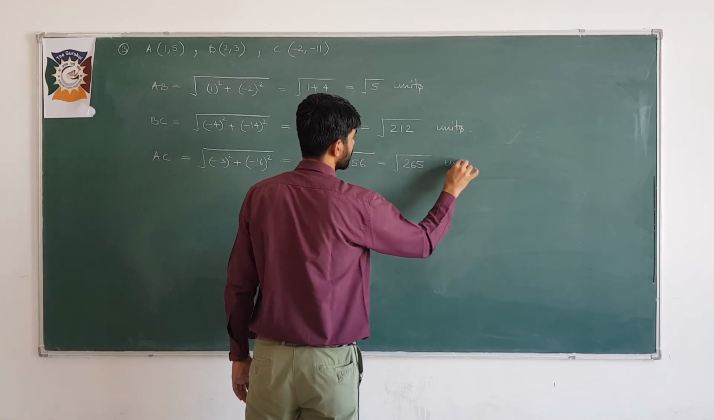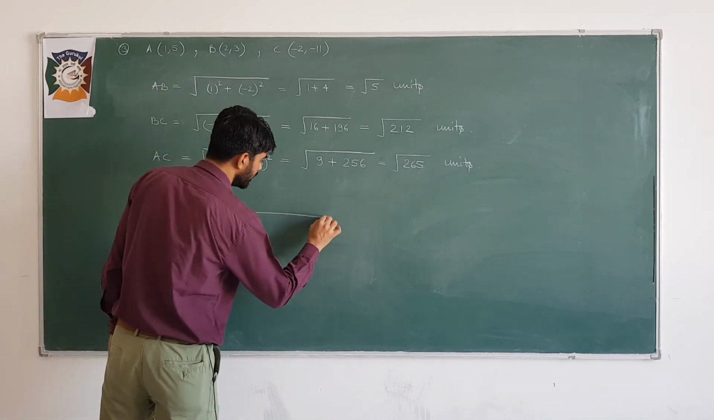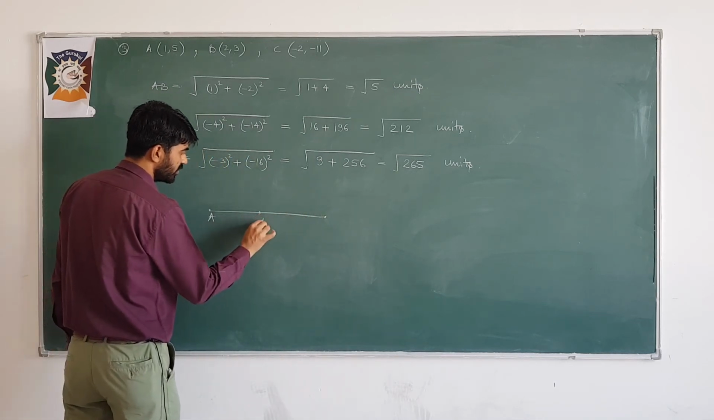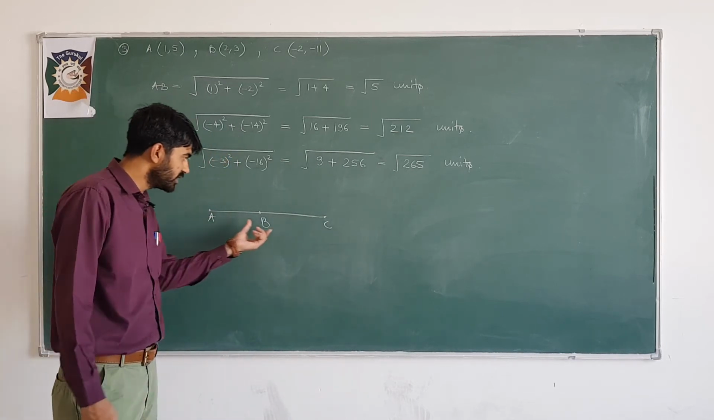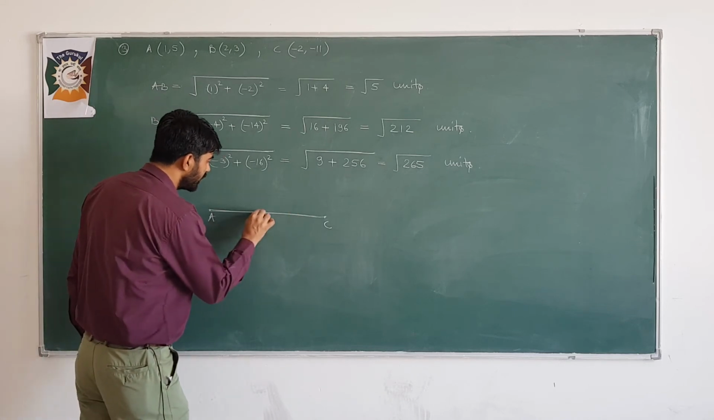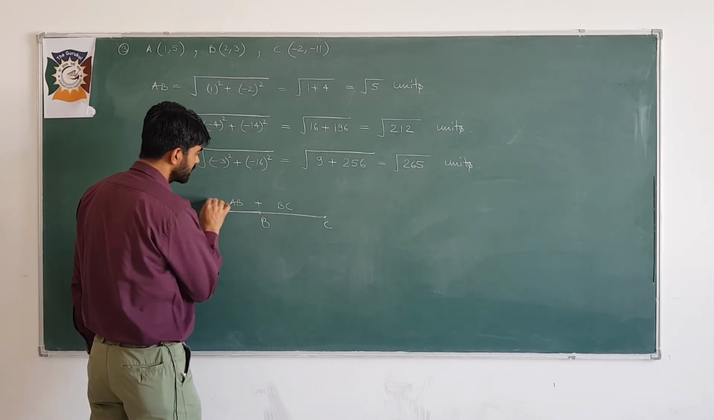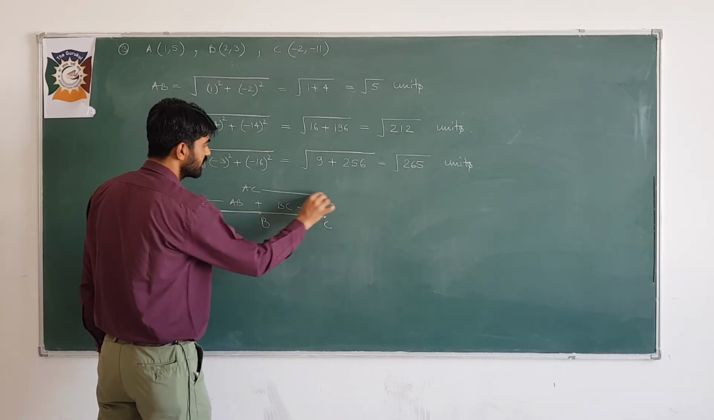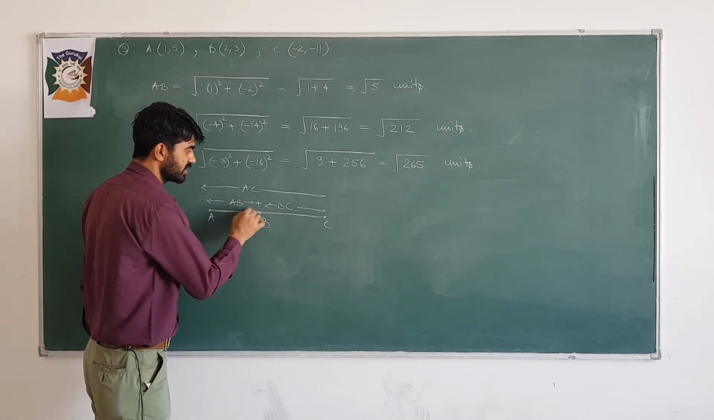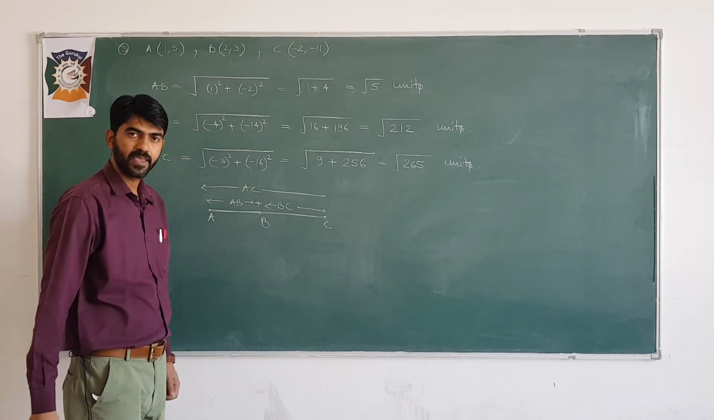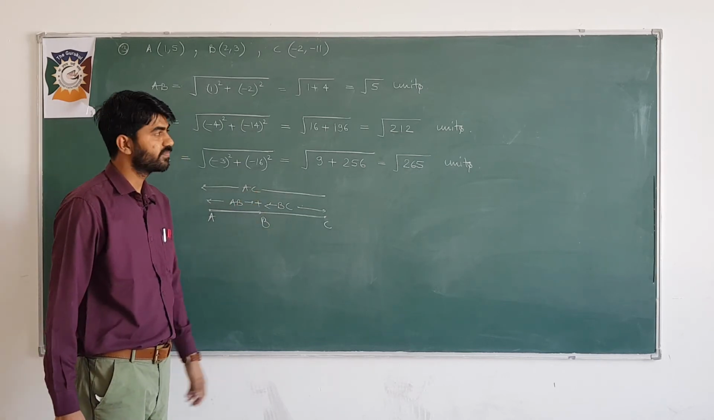Now see, if points are collinear, A, B, C, collinear means they are on same line. If points are collinear, then AB plus BC must be equal to AC, isn't it? AB, this distance, plus this distance must be equal to AC. Okay, if these distances are equal to AC, then these points are collinear.